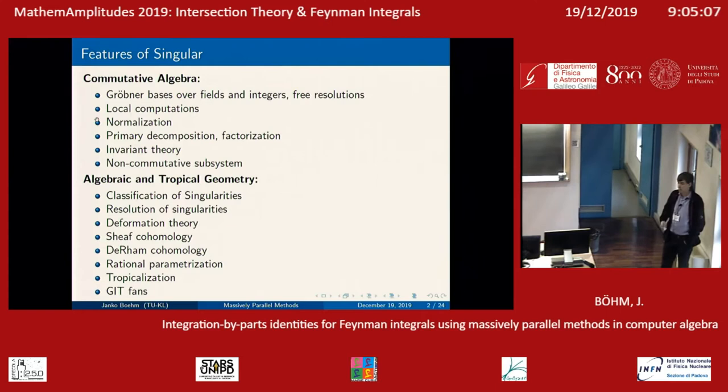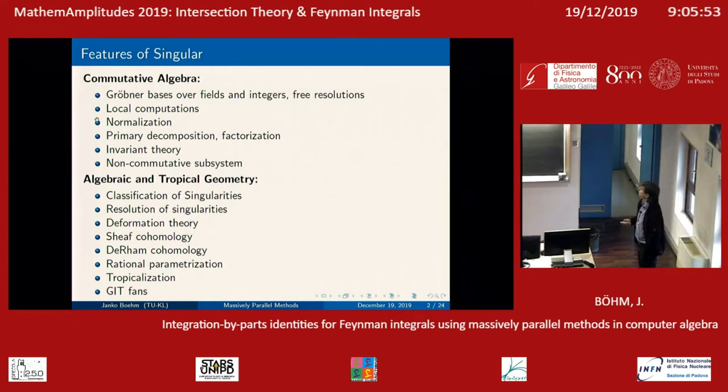If you have critical points, of course, it matters what kind of structure the critical point has, right? You can't just count the critical point. So you can resolve singularities, do deformation theory, sheaf cohomology, you can do rational parametrizations as far as they exist, you can do tropicalization, which is converting algebraic geometry into a kind of combinatorial version. You have some algorithms from geometric invariant theory, so there's all kinds of stuff. There are about 150 libraries nowadays.